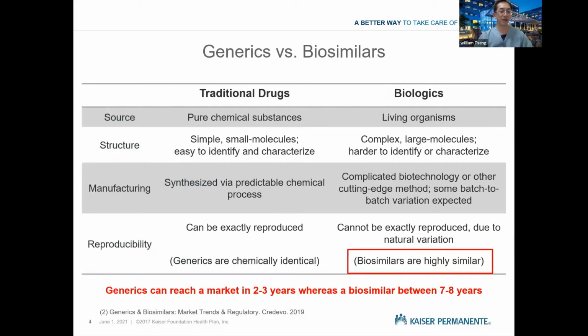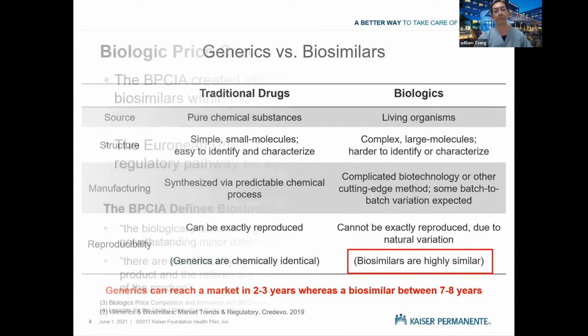Now, generics versus biologics. Generics can take up to 2 to 3 years to get to market. But biosimilars, it depends, approximately 7 to 8 years to reach the market. Biosimilars are highly similar. They're not exact copies, whereas generics are exact copies. So these things can be more complex to make and to replicate.